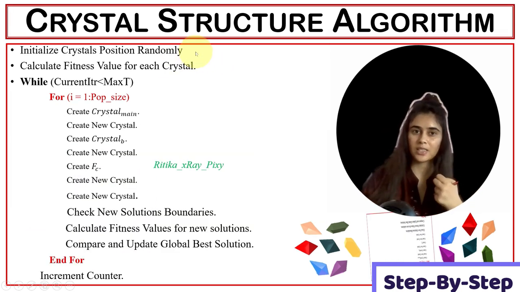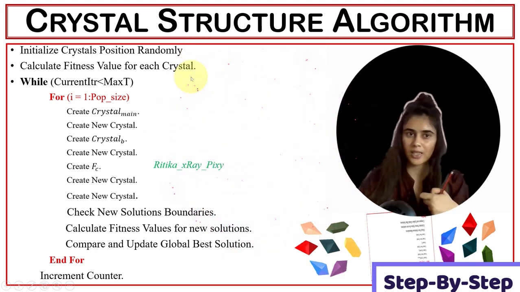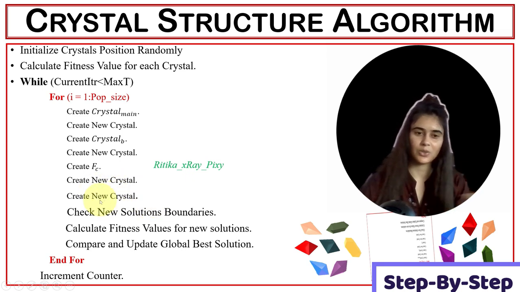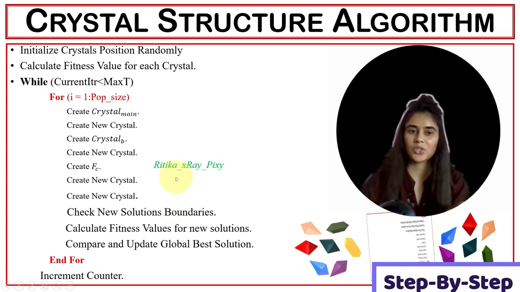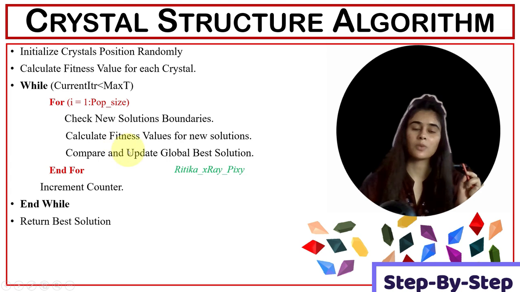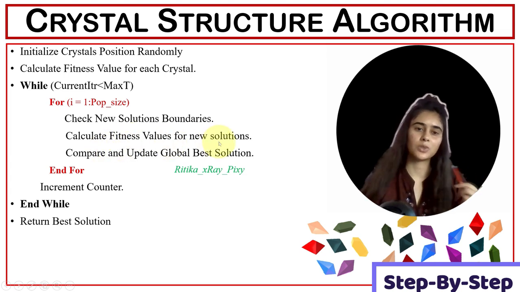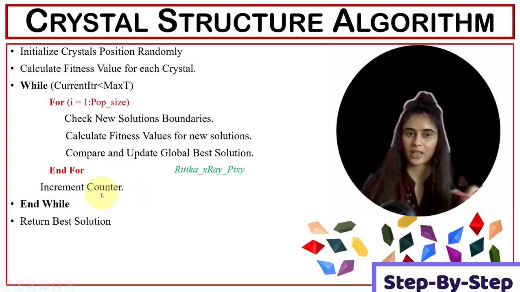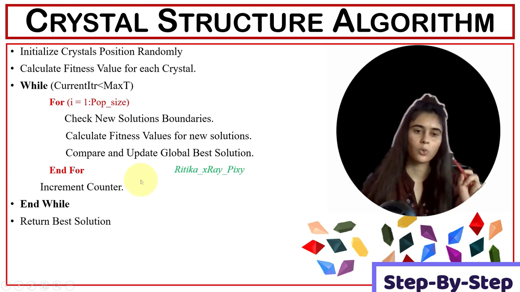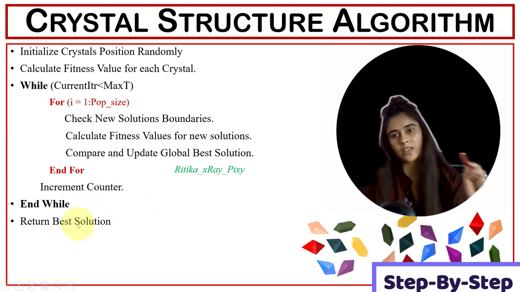So first, we will randomly initialize the position for each crystal in the search space, then using the objective function calculate the fitness values for each crystal. Then we start the main loop, where we will create new crystals using older crystal values, and we will update their position in the search space. Then we will check whether the new solutions that we created are within the search space boundary or not. After that, again using the objective function, we will calculate the fitness value for the new solutions, then perform the comparison. After comparison, rank solutions from best to worst and save the best solution, increment the counter, and repeat the loop until the stopping condition is met. Once the stopping condition is met, stop and display the best solution.